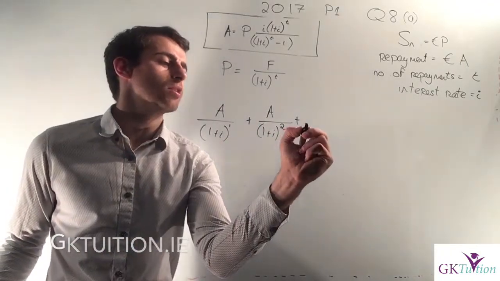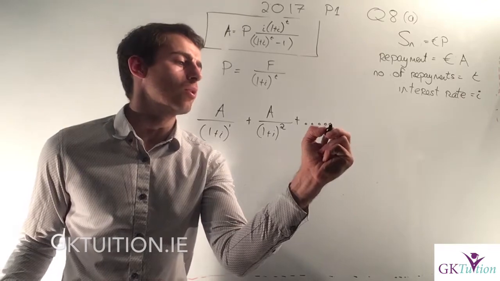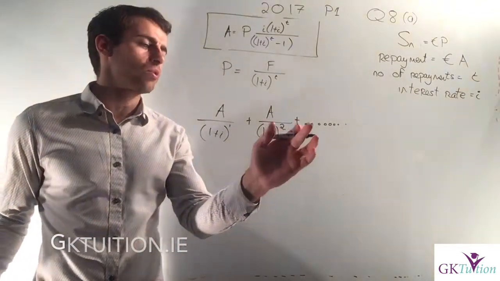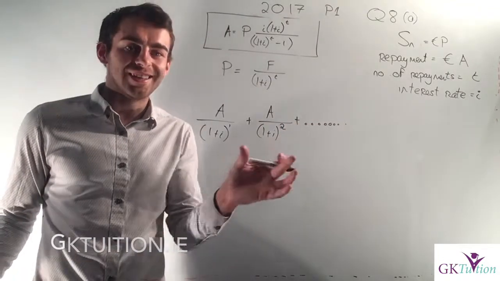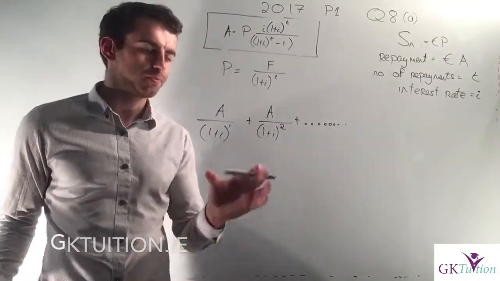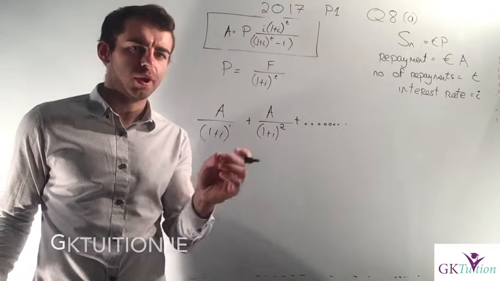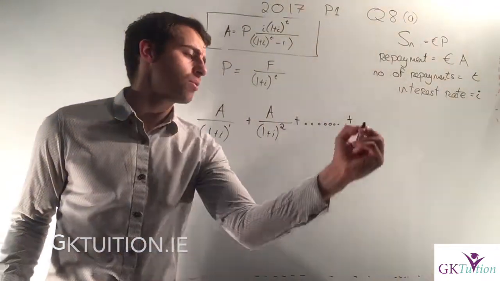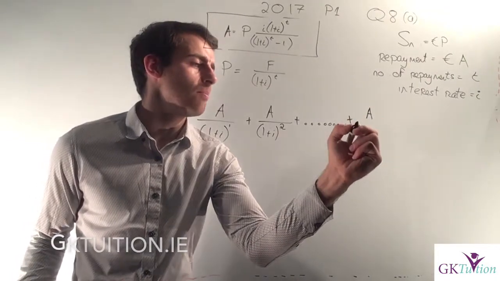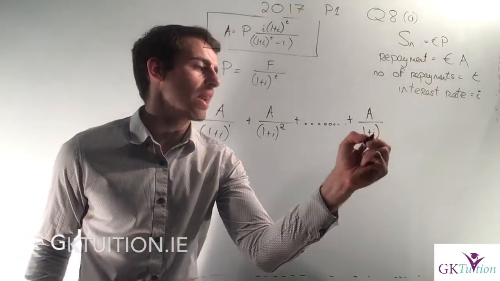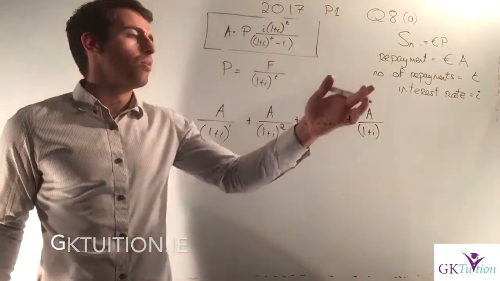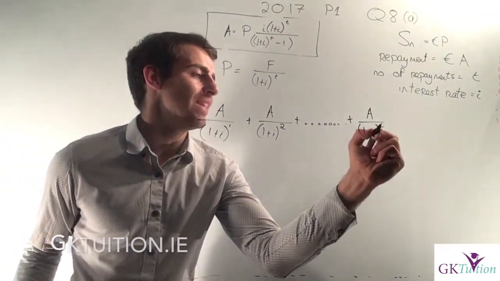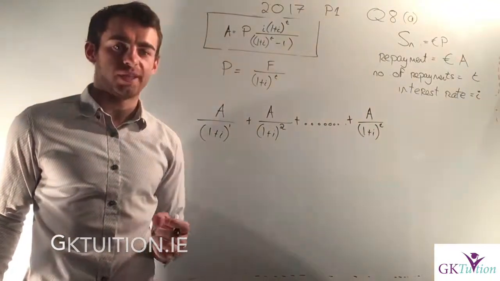But obviously I don't want to write out a whole bunch of fractions. There could be 100 repayments. So I don't want to write out 100 different fractions. So I just do dot dot dot to indicate that there's a number of terms in the middle. So other than the first two, the only other one we need to write is the very last repayment. The last repayment will have a value of A, the interest rate will stay the exact same, and, well, I know the number of repayments is T. So the last repayment will be the tth repayment, or it'll be to the power of t.